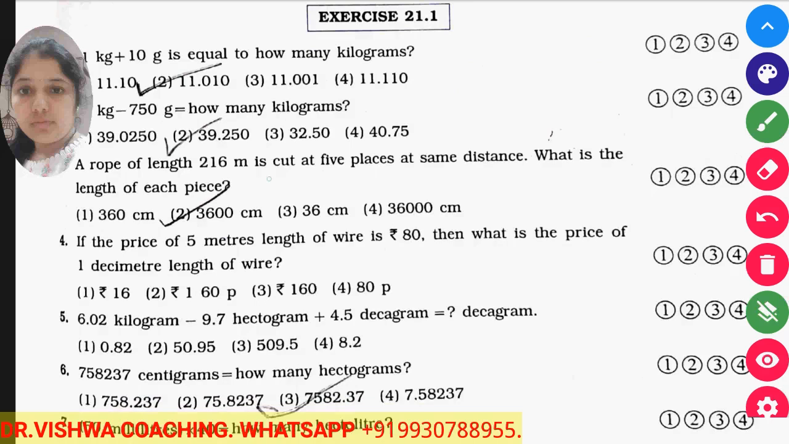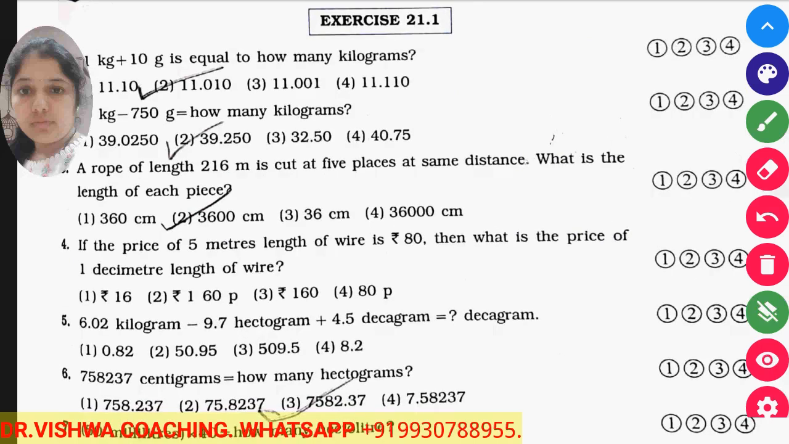Now, a rope of length 216 meter is cut at 5 places at the same distance. What is the length of each piece? Now what you have to do here is divide this 216 by 5. But the length of the piece is asked in centimeter, so we have to first convert this into centimeter. So 216 meter is equal to how many centimeter? We all know 1 meter is equal to 100 centimeter. So 216 meter is equal to 216 multiplied by 100, so 21,600 centimeter. Now it is cut into 5 pieces, so divide it by 5. So you will get your answer.